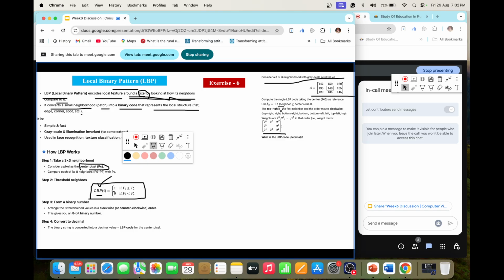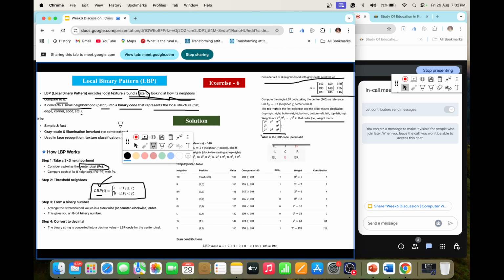And then weights are given for this whole matrix. The top right is the first neighbor, and the order always moves in the clockwise direction. I will show you what I am saying. The weights are given as 2 to the power 0, 2 to the power 1, up to 2 to the power 7, in that order. So what is the LBP code for this in decimal? How can we find it?